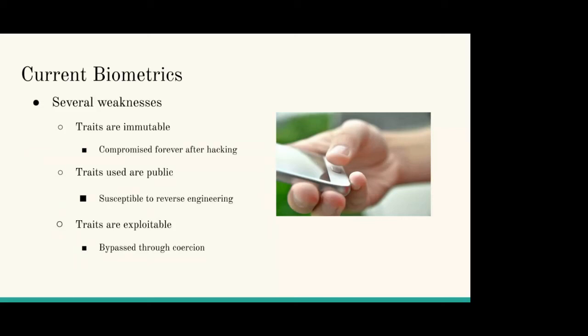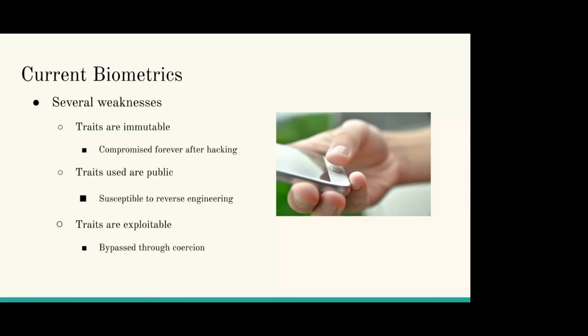So number one, traits are immutable. What this means is that if someone is able to take your fingerprint, not actually cut your thumb off, but put it on some kind of paper so they have a copy of your fingerprint, right? Then you can't really use your fingerprint as a biometric for the rest of your life, because someone else has it, right? The same thing can go with iris, if someone has a picture of your eye, or even voice recognition systems and facial recognition systems, the same thing can happen. So yeah, they're compromised forever after just one hacking.